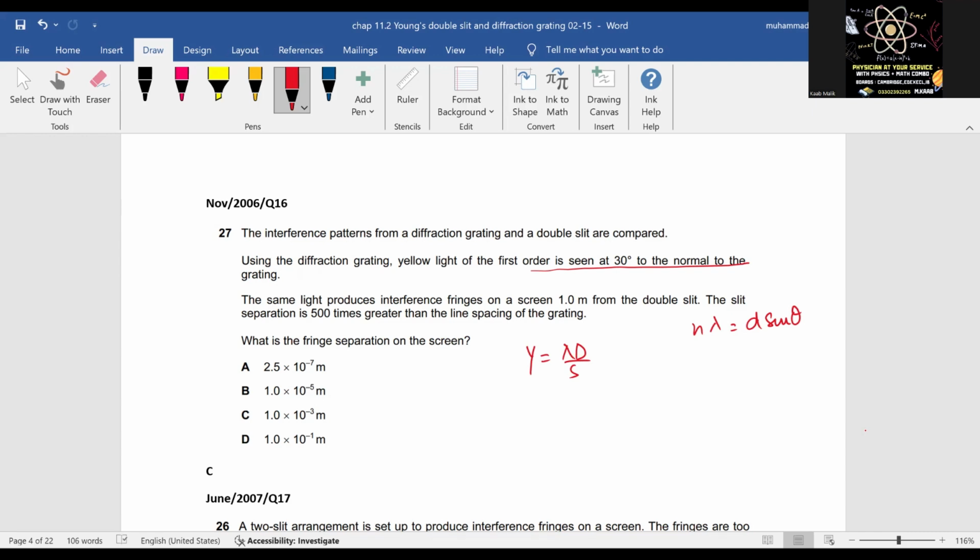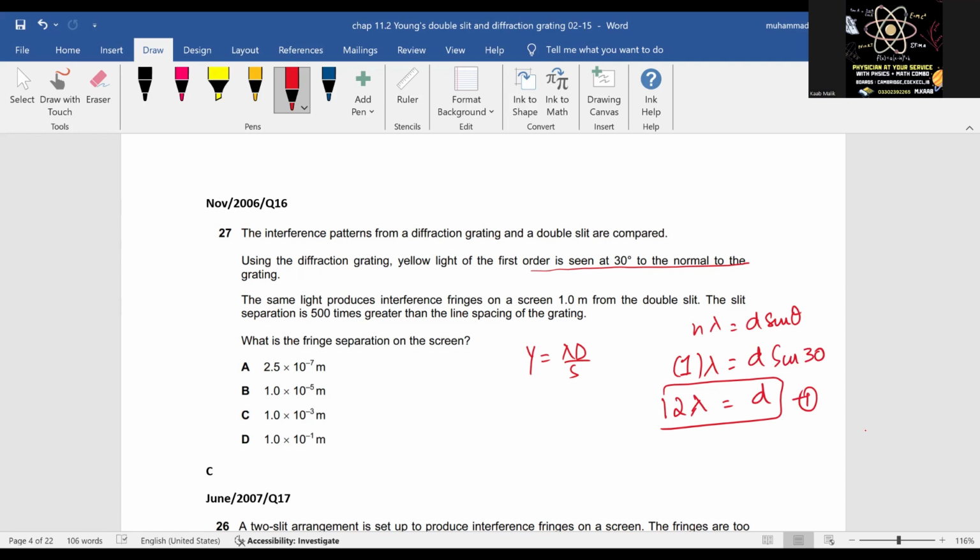You have to relate these two formulas. So they're saying the first order is seen. So the first order, n is 1, is seen at an angle of 30, and you have the wavelength. What is the wavelength? The wavelength is lambda, it's not given. And d is going to be d only also. Sine theta is sine 30, and sine 30 is basically 1 over 2. So lambda is equal to d, instead of sine 30, I'm just writing 1 over 2. Or you can also shift 2 to this side, so it will be just this equation. This is the first equation.